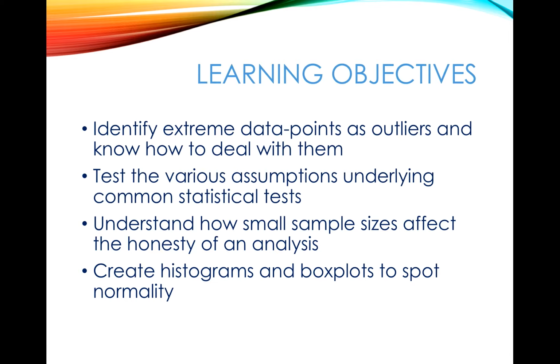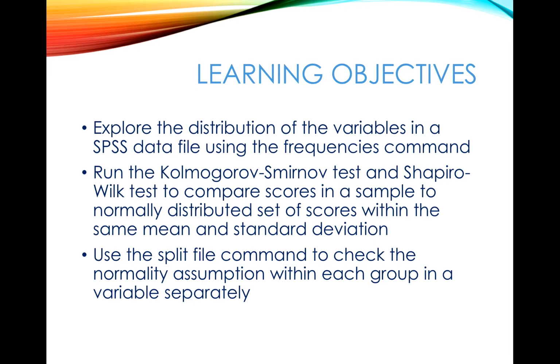By the time you're done, you'll know how to identify outliers and deal with them, understand how small sample sizes can affect the honesty of an analysis, create histograms and box plots to spot normality, and explore the distribution of variables using the frequencies command. You'll run the Kolmogorov-Smirnov test, and then you'll know how to use the split file command to check the normality assumption within each group of a variable separately.